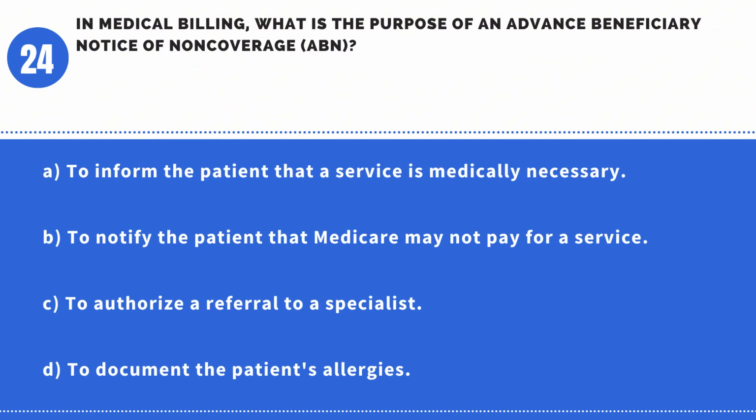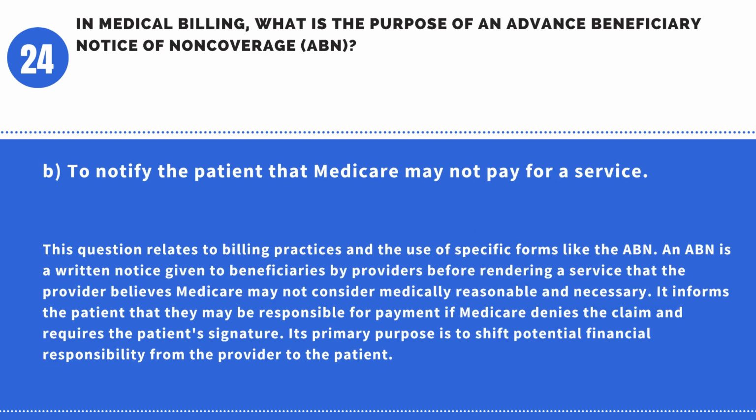Question 24. In medical billing, what is the purpose of an Advance Beneficiary Notice of Non-Coverage, ABN? A. To inform the patient that a service is medically necessary. B. To notify the patient that Medicare may not pay for a service. C. To authorize a referral to a specialist. D. To document the patient's allergies. Answer, B. To notify the patient that Medicare may not pay for a service.